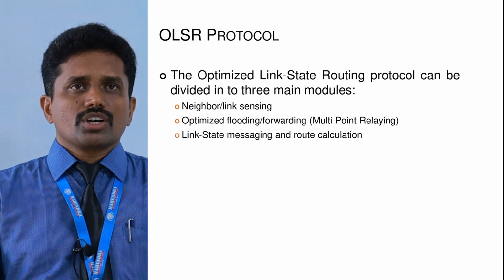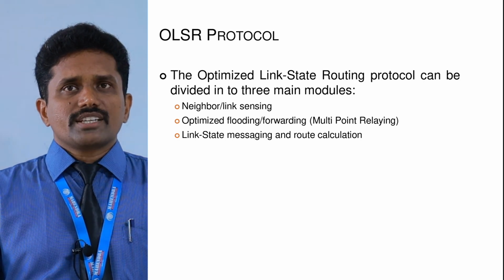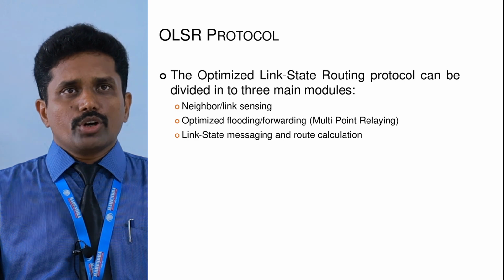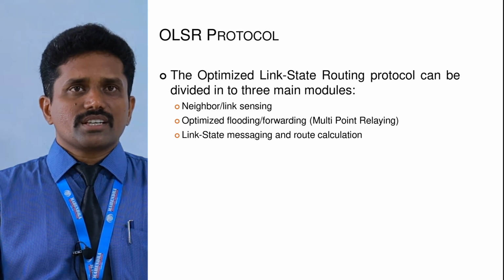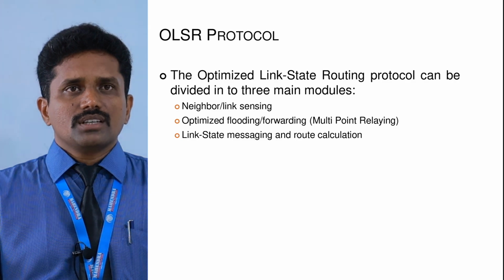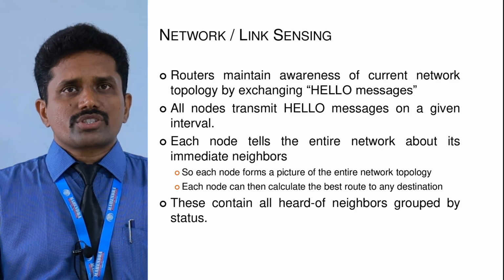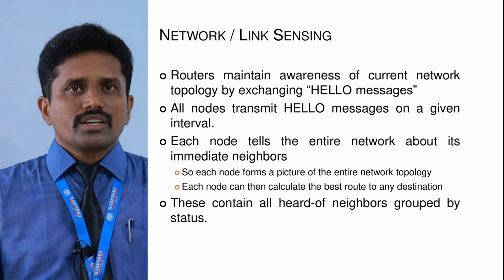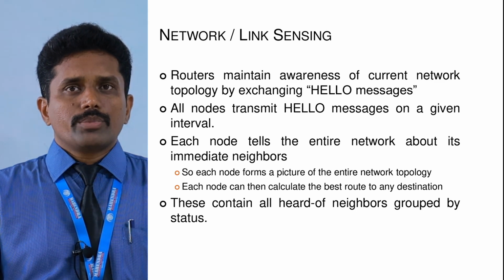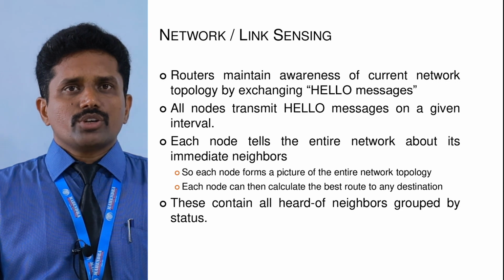So coming to the OLSR protocol. The Optimized Link State Routing protocol can be divided into three main modules: neighbor or link sensing, optimized flooding or forwarding, and link state messaging and route calculation. The first module is neighbor or link sensing. The router maintains awareness of the current network topology by exchanging hello messages. All the nodes transmit hello messages at a given interval. Each node tells the entire network about its neighbors, so each node forms a picture of the entire network topology. Each node can calculate the best route to any destination in the network.